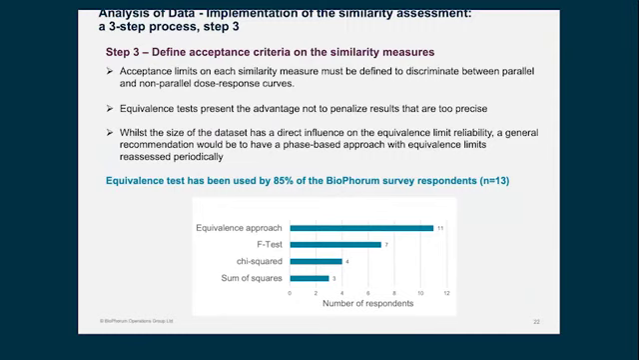So once you have defined a good fitting model, and once you have defined an appropriate measure to look at the similarity, it's interesting to define acceptance criteria on that measure. The main goal of these acceptance limits is to be able to discriminate between parallel or similar and non-similar dose response curves. The recommendation is to use equivalence tests because they have the advantage of not penalizing results that are too precise. That is the drawback of classical hypothesis tests.